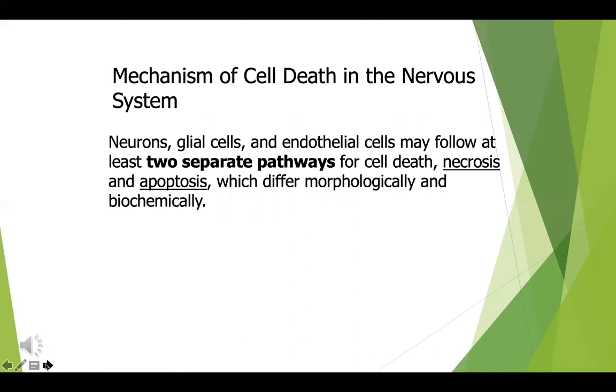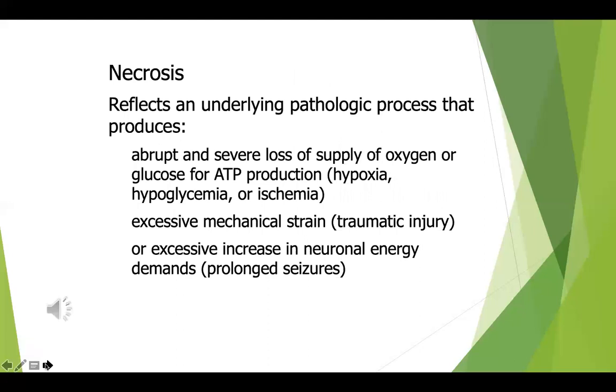Okay, so how do we lose these cells in the nervous system? What are the mechanisms for cell death? So neurons, glial cells, and endothelial cells may follow at least two separate pathways for cell death. The first one is necrosis due to a pathologic condition, or apoptosis, which is already programmed in the cell. And these two differ morphologically and biochemically. Necrosis reflects an underlying pathologic process that produces any of the following.